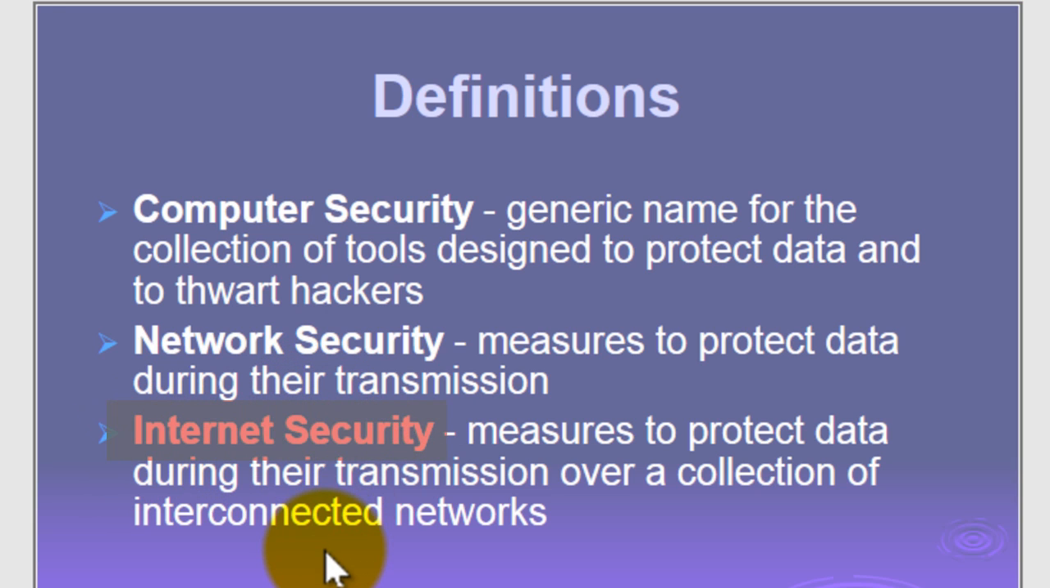And next comes internet security. Internet security is almost similar to network security, but here you have to protect your system when the data is being transmitted over an interconnection of various networks. So it is even more complex than network security. Interconnection of networks in the sense of connection of various WANs, a combination of LANs and WANs. So here the network is very complex, so you need to take much more complex precautions.